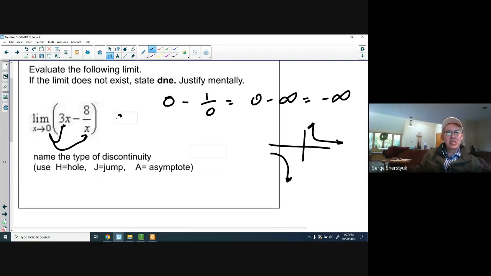The point is, it's D and E. If they said from a plus or minus side, I would have to analyze that a little more, put in some very, very small values and get a feel for where it's going. But right now, it's not an issue. The limit does not exist. It's an asymptote. That's why -8 over x is an asymptote.